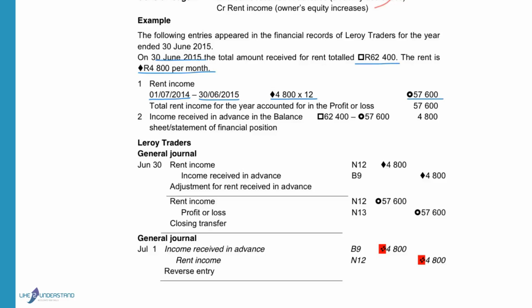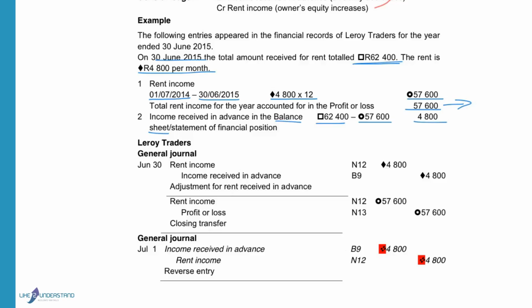57,600. The total rent that must be shown in the profit and loss must therefore be 57,600. We always show the actual amount. If nothing is prepaid and nothing is accrued, that is the amount that will go to your income statement. In the balance sheet, we have to show what is our liability at the end of the year. So I take the total amount received, 62,400, less the amount that we are supposed to get for the current year, and then I can work out and see that 4,800 was received in advance.